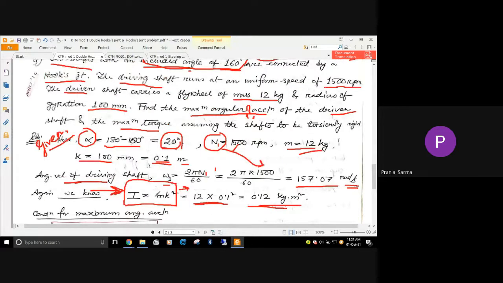Because see, what is being asked, why you are finding this out. It's not like we are finding it arbitrarily. So at the end, you should be able to find out the maximum angular acceleration of the driven shaft as well as the maximum torque. Those things are required, right?